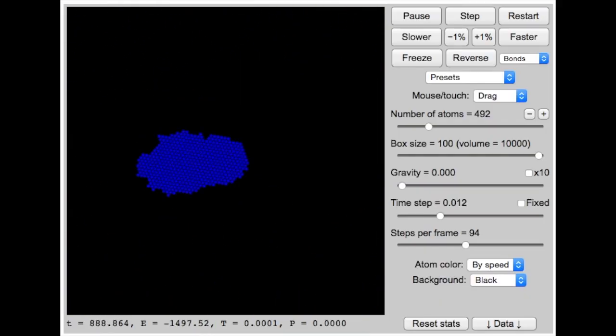In contrast, let's now look at a system with 492 molecules that has no kinetic energy, corresponding to 0 absolute temperature. As you can see, the calculated temperature and pressure are 0. However, the total energy is approximately minus 1500. This can be understood by looking at the structure, which satisfies our traditional understanding of a solid, something having long-range order of the atoms or molecules.